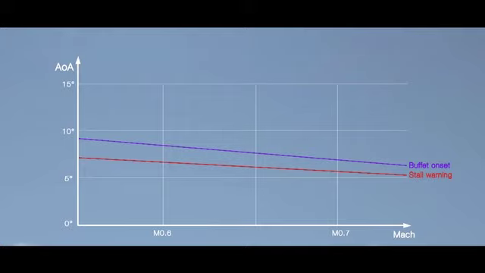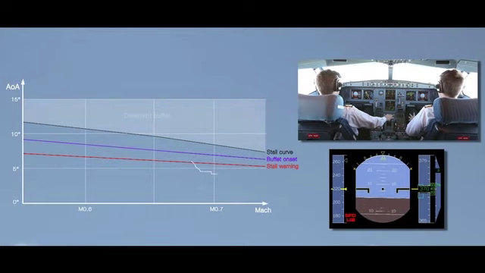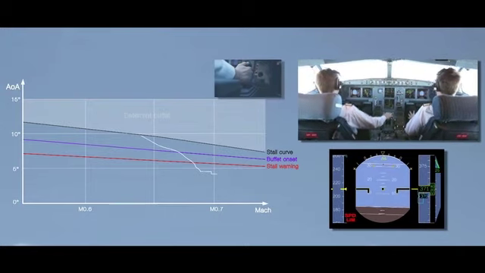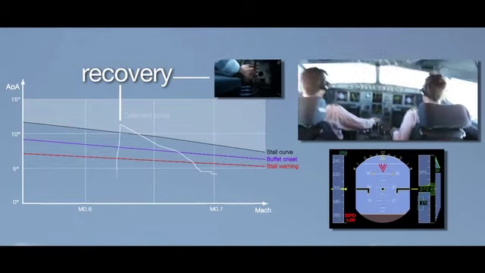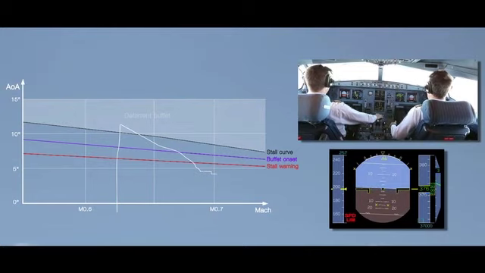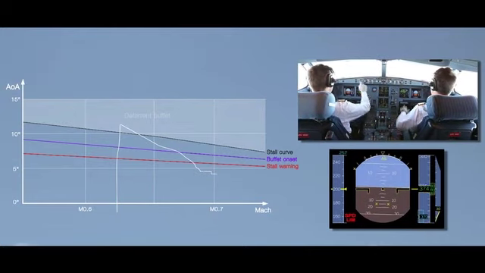There is also the curve showing the buffet onset. The zone above the stall curve is the deterrent buffet zone. You can see that as the angle of attack increases, we enter the different zones on the graph. Once the recovery is initiated, this deterrent buffet stops. You may also notice that the sudden change in angle of attack occurs as soon as the recovery procedure is applied.